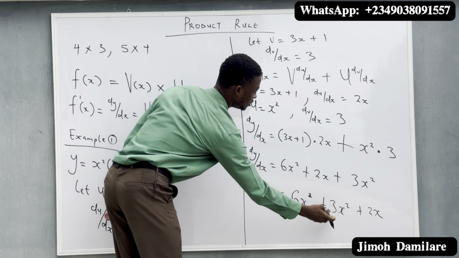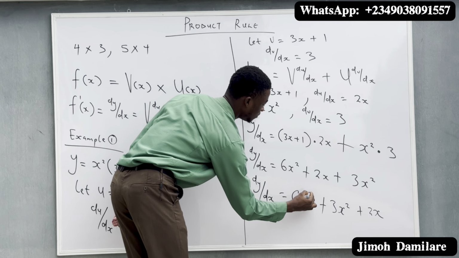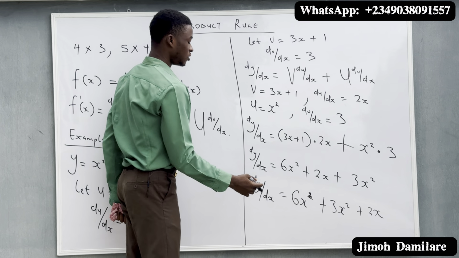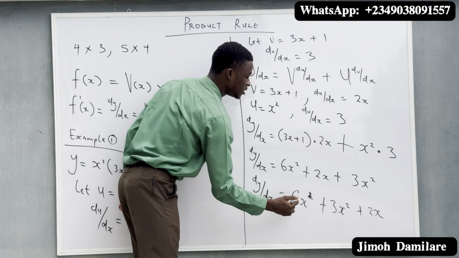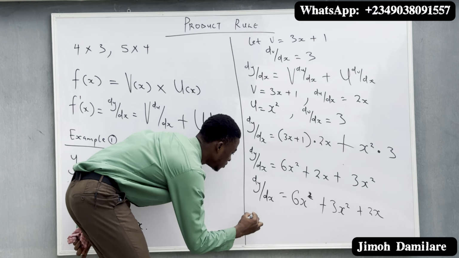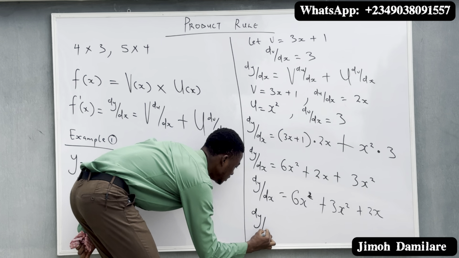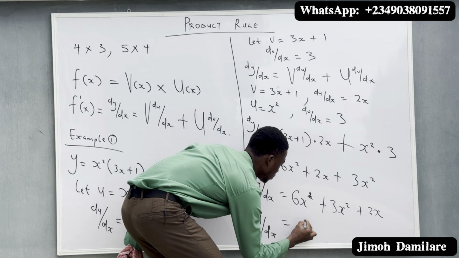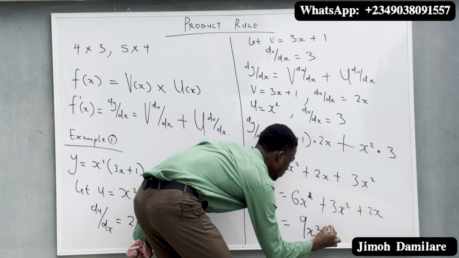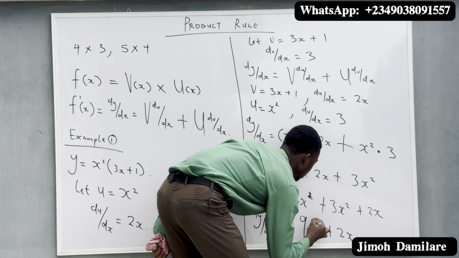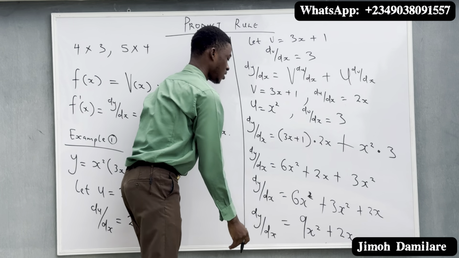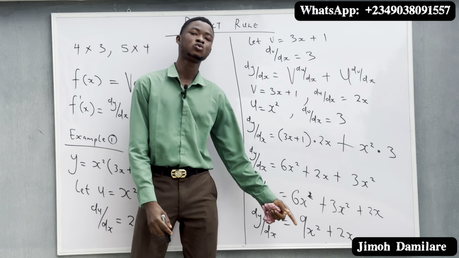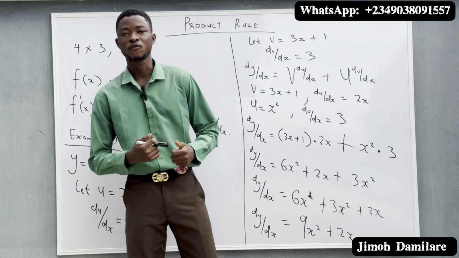So in this case, these two can add each other because they are the same like terms. They also have the same square power on top of each other. So we have 6x squared and 3x squared. So in doing that, we have dy over dx to be equal to 6x squared plus 3x squared, which will give us 9x squared plus 2x. And this is given as our final answer to a question of this type. So 9x squared plus 2x is correct for this kind of question.